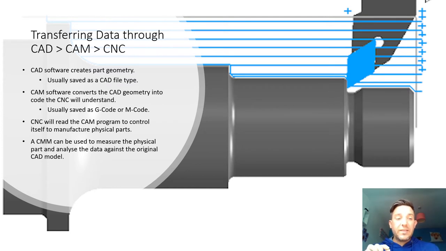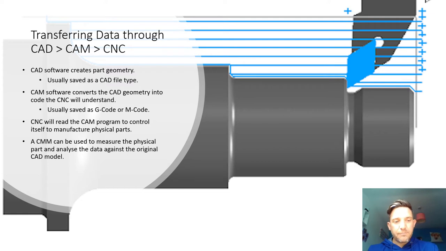So when we save our data from CAD, we have to save it as a specific file type that the CAM software will understand. So the CAM software doesn't really care about how the part was made. The CAM software focuses on the final geometry that's in that part.